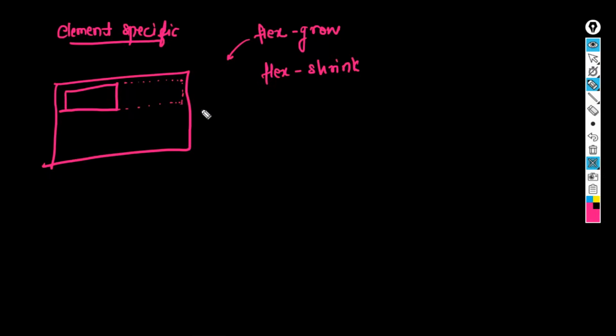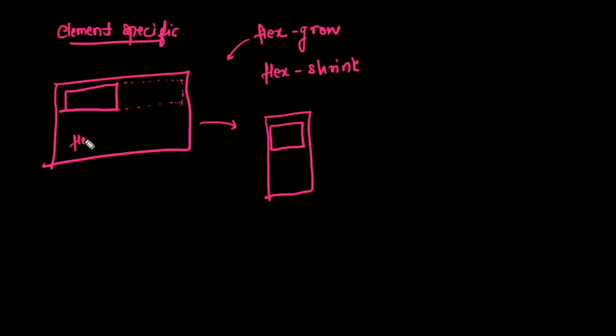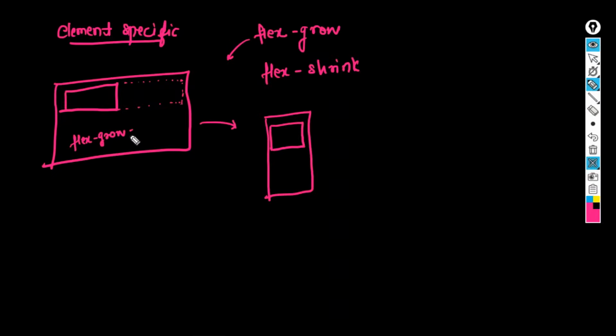If I have written flex shrink equal to 1, then if I decrease the size of the parent, the element size will also decrease. So this is for flex grow 1 and this is for flex shrink 1. This is what I talked about. Any doubt?